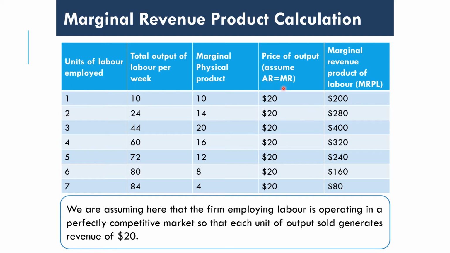If we assume here that we're operating in a perfectly competitive market, so that the price, average revenue, equals the marginal revenue, then for every extra unit of output we get, we're getting an extra $20. That's the price for these additional levels of output. Then at the far right-hand column, we can calculate the marginal revenue product of labour. What is the additional revenue I'm getting from adding these extra workers? By adding the first worker, I get an additional $200. By adding the second worker, I get an additional $280, the extra 14 units at a price of $20. By adding the third worker, I get 20 more units at a price of $20 each. So the marginal revenue product of the third labour is $400.